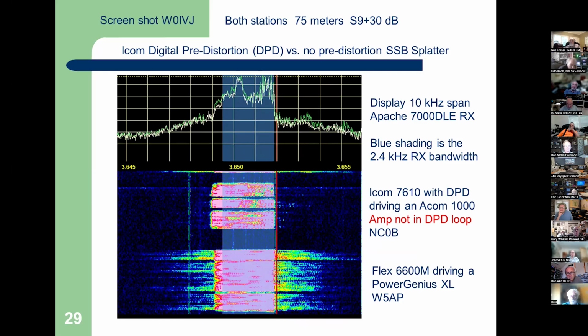In this case, the signal below was a Flex 6600M. That was their flagship up until recently, driving a Power Genius. And they make a big deal about the Power Genius. Looks pretty much like my Kenwood and my Alpha. That was W5AP. One thing that was handy when this picture was snapped, the Flex just started to transmit again. So up at the top where the band scope is and not the waterfall, you can see the sideband splatter to the right and to the left is down about 30 or 35 dB. So it's visible with the band scope in addition to the waterfall.